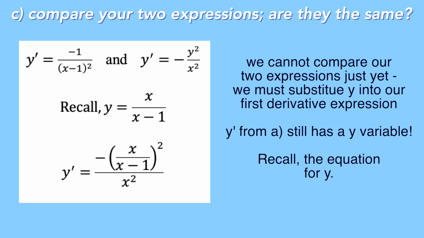In part C, we were asked to compare the two expressions from parts A and B and see if they are the same. However, we can't compare our expressions just yet because in part A, our y prime still has a y variable in it. So recall the equation for y which we solved for in part B. Substituting the equation for y into our y prime expression from part A, we get y prime is equal to negative the quantity x over x minus 1, squared, over x squared.